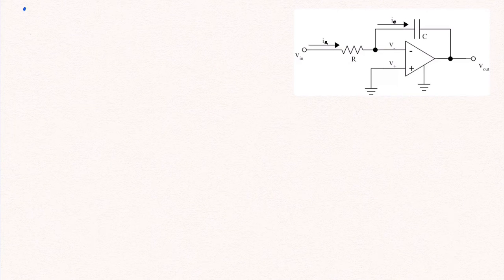Let's first consider this integrator circuit, which contains an opamp, a resistor, and a capacitor. We can solve this circuit in the time domain using the characteristic capacitor equation and in the phasor domain using complex impedances. Let's start with the time domain. First, we'll apply Kirchhoff's current law to this node here.